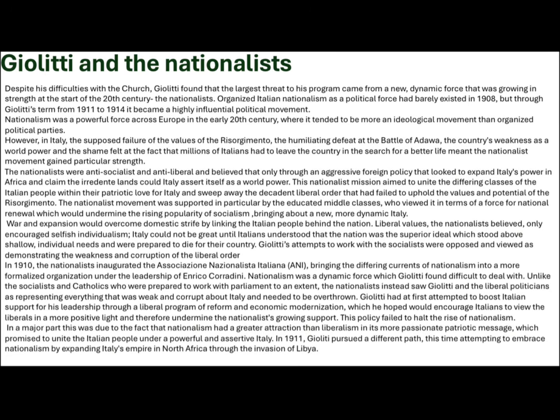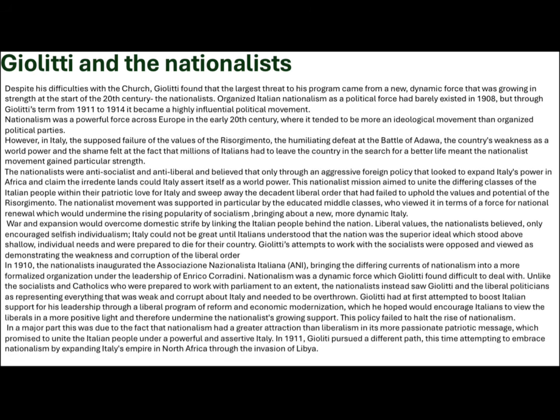The Nationalists were anti-socialist and anti-liberal, and believed that only through an aggressive foreign policy that looked to expand Italy's power in Africa, and claimed the irredenta lands, could Italy assert itself as a world power. This nationalist mission aimed to unite the differing classes of Italian people within their patriotic love for Italy and sweep away the decadent liberal order that had failed to uphold the values and potential of the Risorgimento.